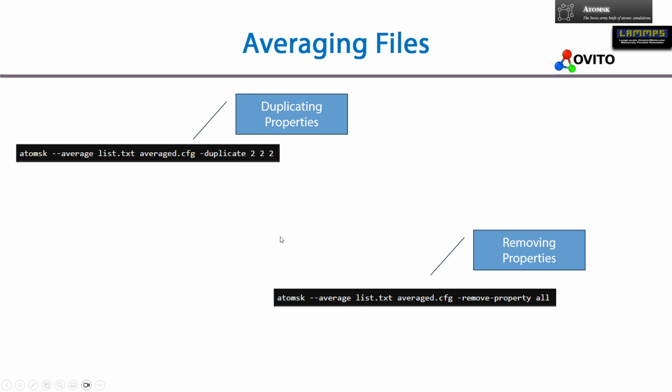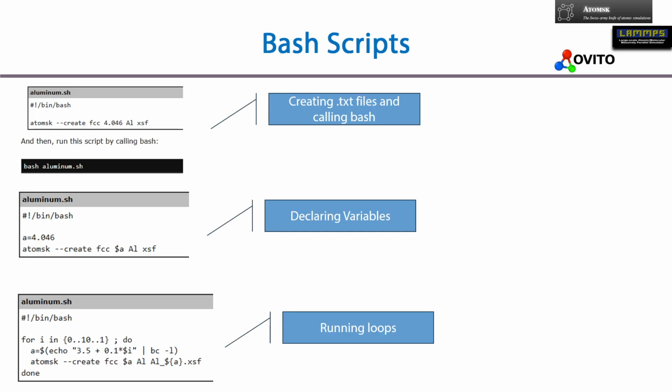Next, you can duplicate the auxiliary property in the averaged files that you have, and you can also remove selective properties from the averaged files that you have.